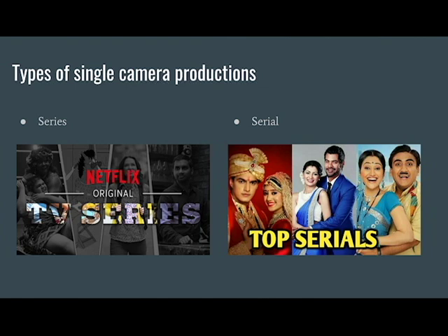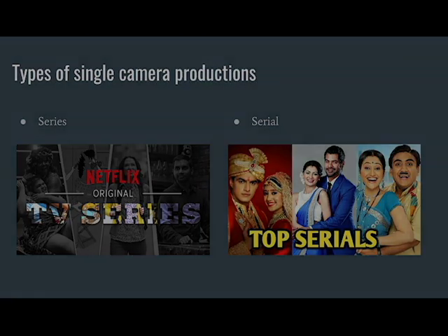There are also two types of single camera productions. These are called series and serial. Series are the number of episodes which are published at a certain time of year, whilst serial are more like soaps where stories are continuous without a set number of episodes. Now that this is established, let me give you some examples of the different types of genres.